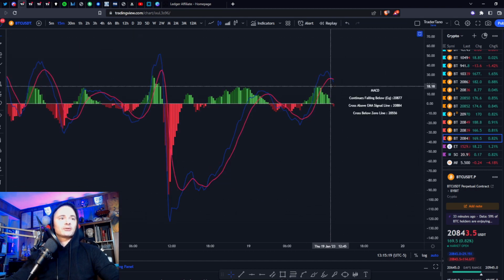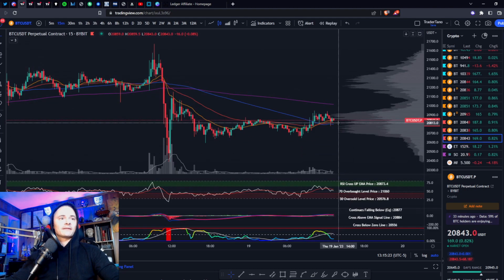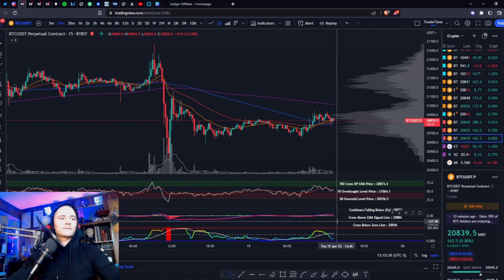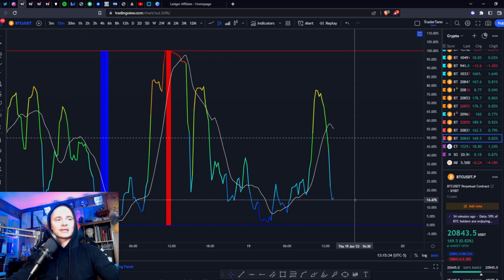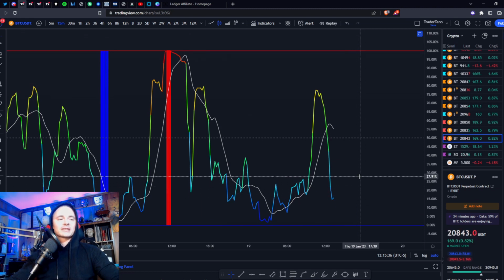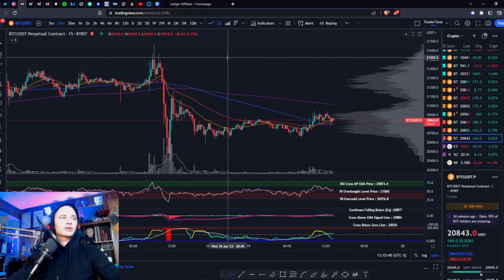MACD, fresh cross to the downside, so that could be a problem right there if we do break these moving averages at 20,790. All right, BBWP is curling around. We are out of the 10 percentile, so as long as this thing gets an upside curvature, starts to work its way up, I would expect the volatility to start.